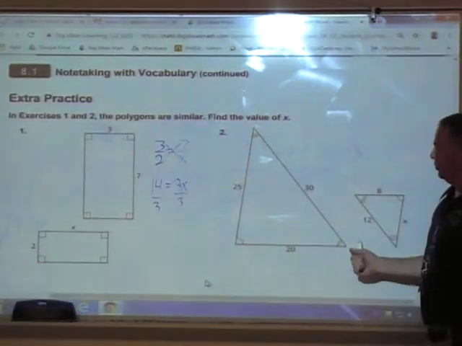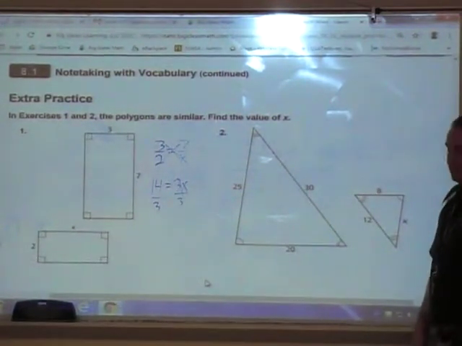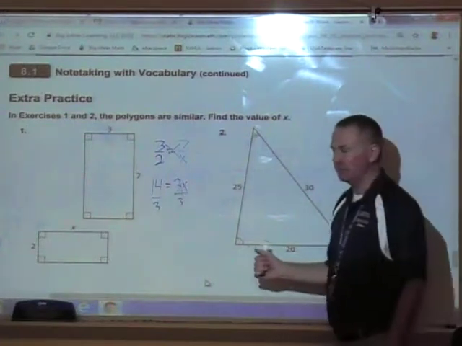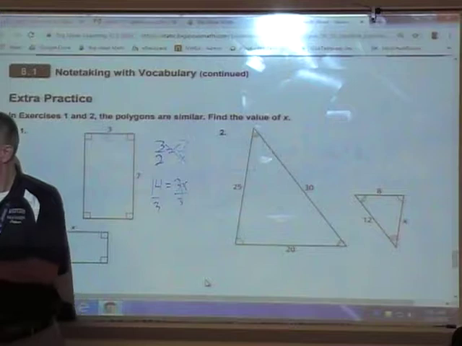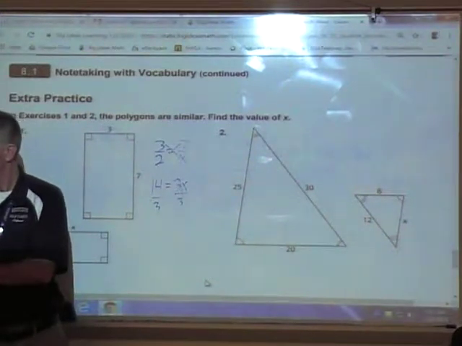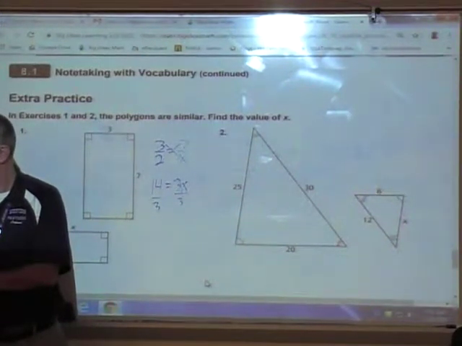Everybody do number 2, and tell me what x is. Let's see if you get it right.